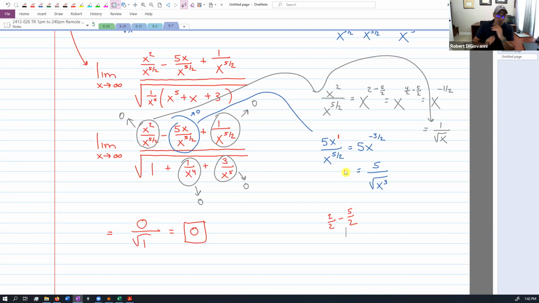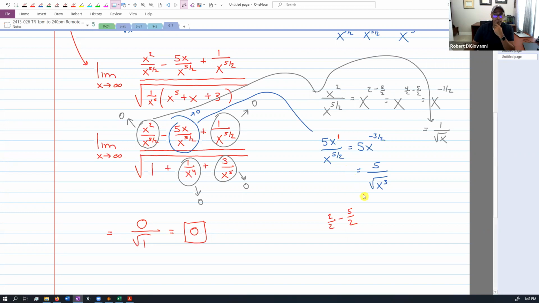Okay, so the moral of the story is if we see infinity over infinity, we're going to try and look at the highest power of x on the bottom. And we're going to try and see if there's some way we can multiply the top and bottom by something that'll turn that into a number, and then see what happens to everything else. That's it.